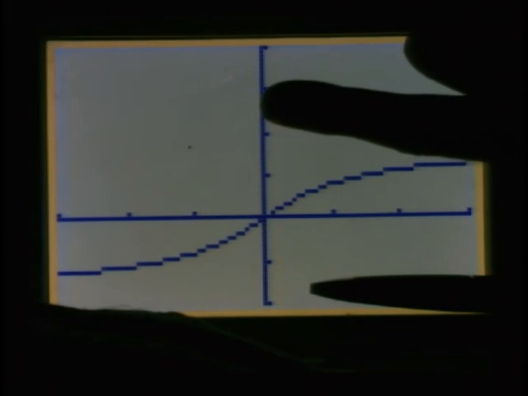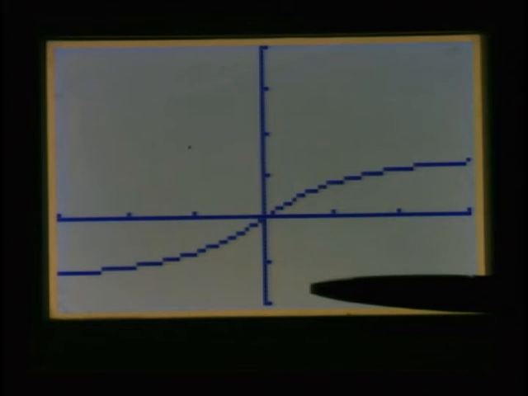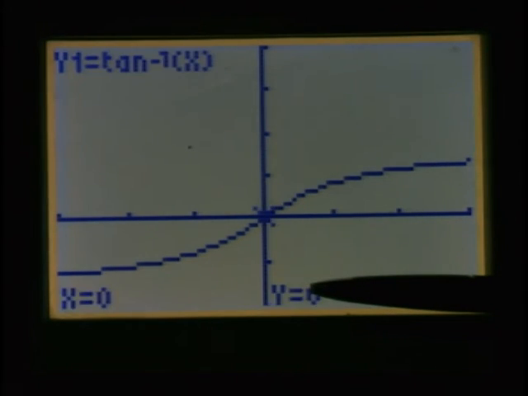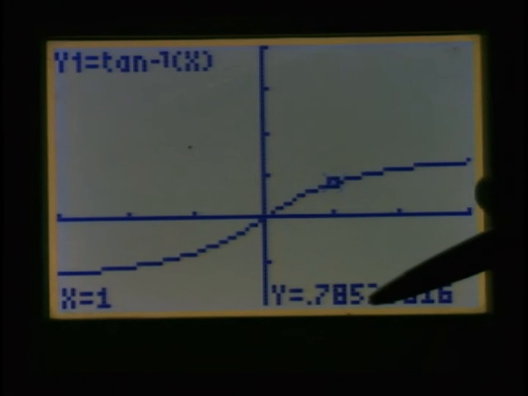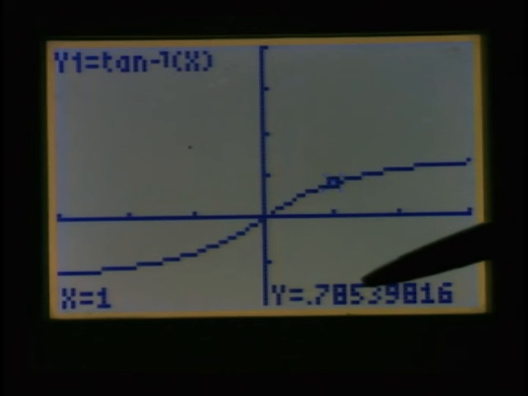Getting the idea? And if I went in here with an input ratio of 1, look at this. If I come in with an input of 1, I get an output of pi over 4. Pi over 4 is a little bigger than 3/4. Think about it. Pi over 4, right? A little bigger than 3/4. Here's the result right here, pi over 4.